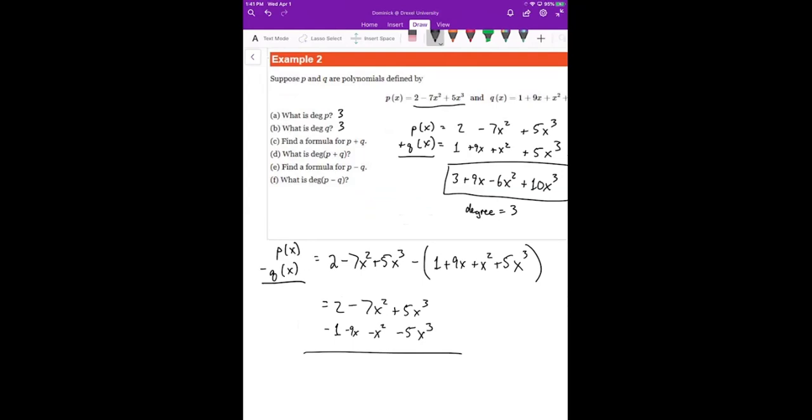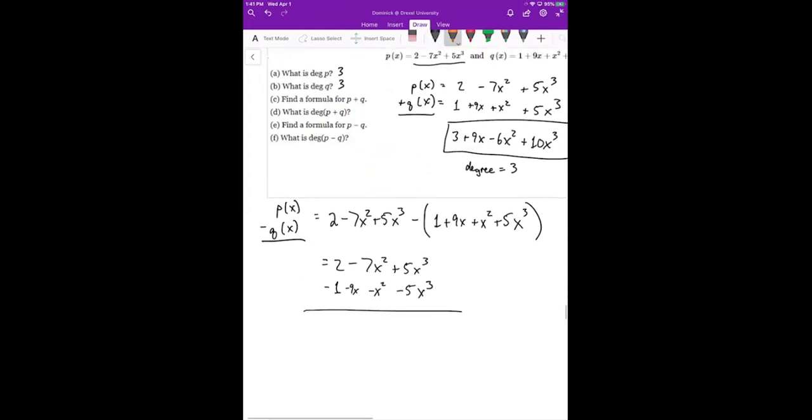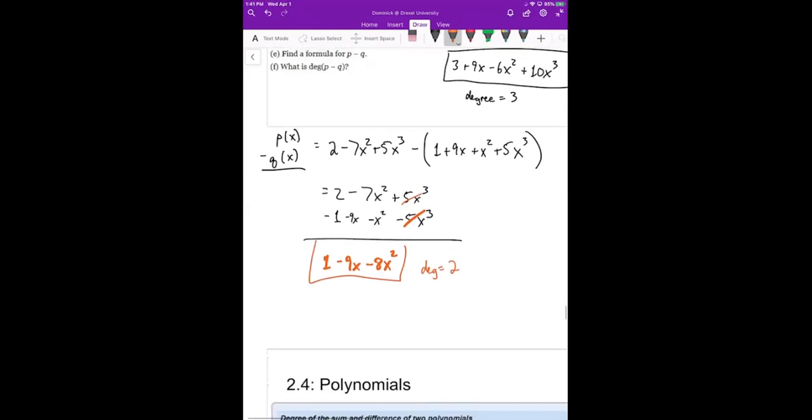And now if I combine those like terms, 2 minus 1 is 1. And then I have a minus 9x. And then a minus 7x squared minus x squared is minus 8x squared. And 5x to the third minus 5x to the third just cancels. So in this case, I'm left with 1 minus 9x minus 8x squared. And this has degree only equal to 2, because we lost that x to the third term there. So here your degree is only 2.